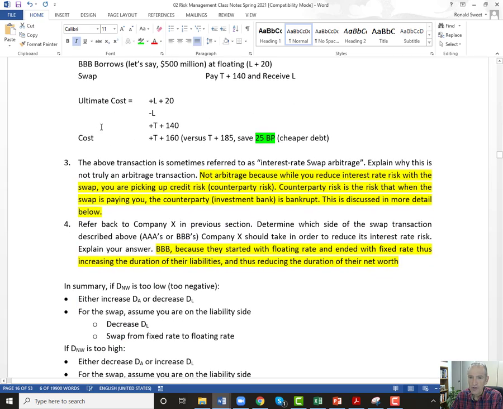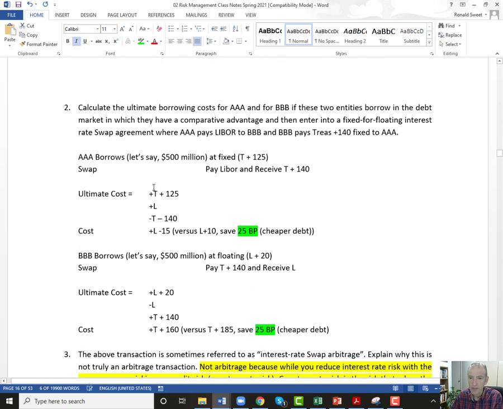So let's look at BBB. Well, let's start with AAA. AAA started fixed and ended up floating. What did they do with their liabilities? They reduced the duration of liabilities. What did BBB do?